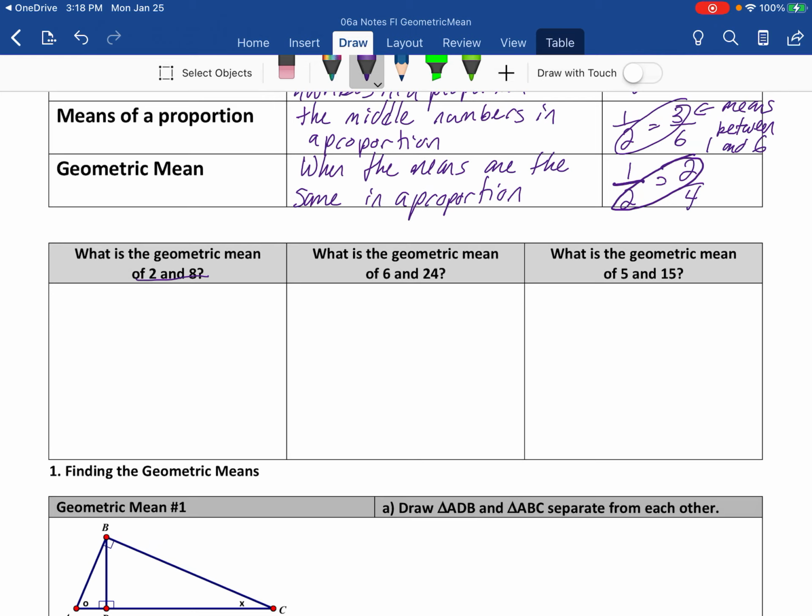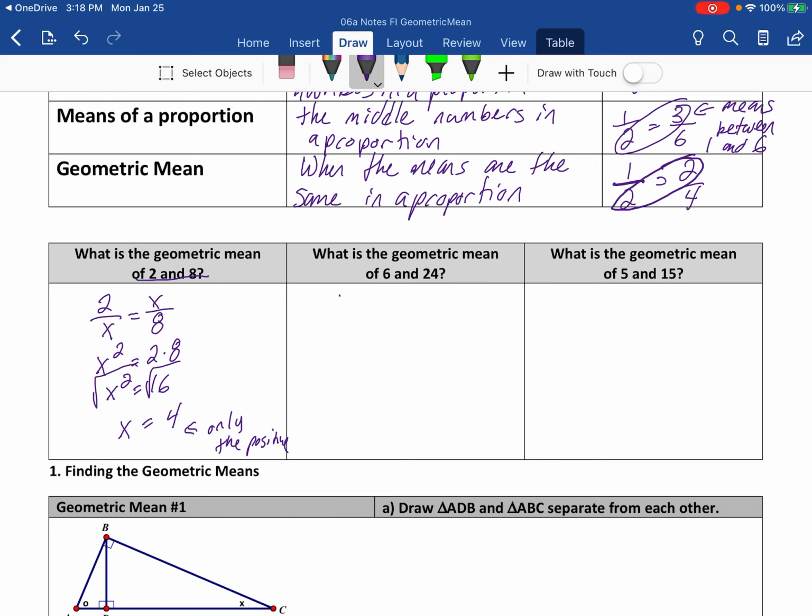So what I'm giving you is the extremes. You have to find the identical mean. So that would be 2 over x equals x over 8. So I cross multiply, and I have x squared is equal to 2 times 8. X squared is equal to 16. And I take the square root of each side. X is equal to 4. And we're only going to do the positive for geometric mean here.